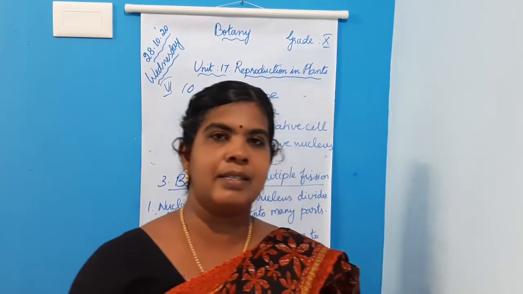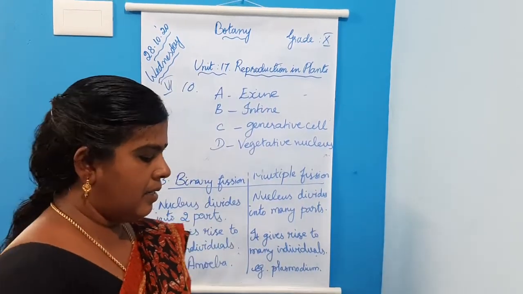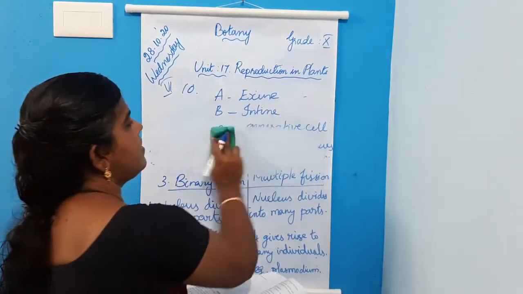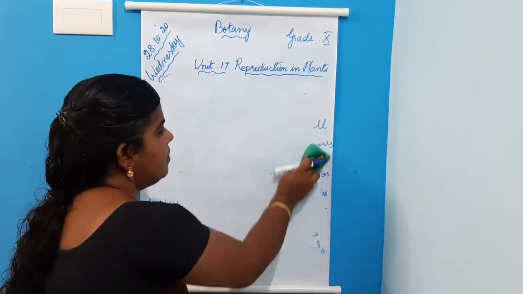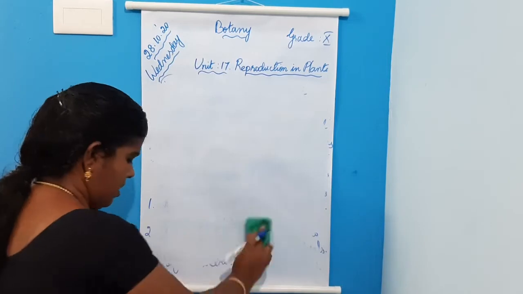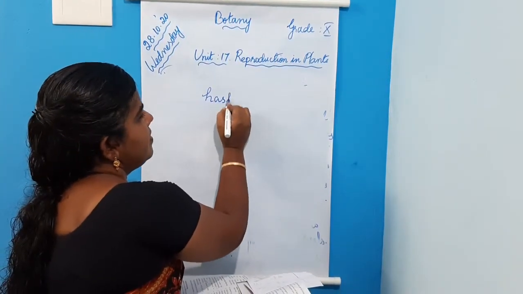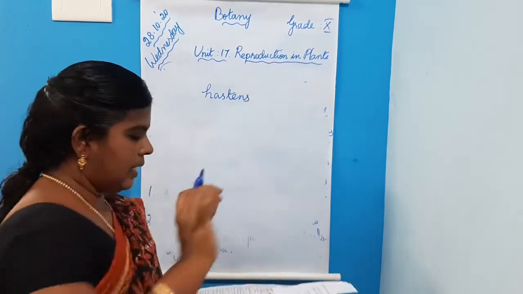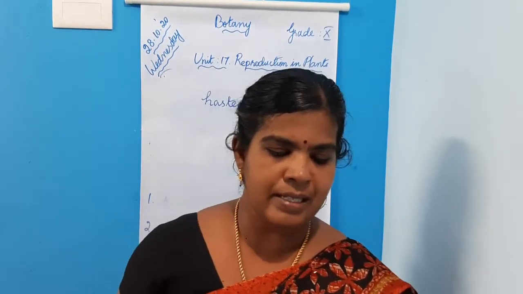Number 3, ethylene retards senescence of leaves, flowers and fruits. Underline it. The given statement is false, so you write false. Underline the term retards and write hastens. Then the short answers, in a word or sentence.